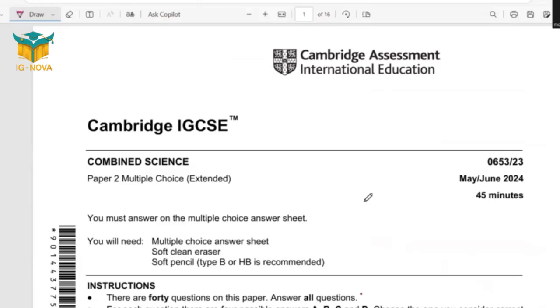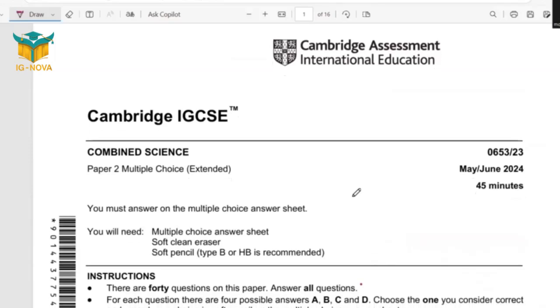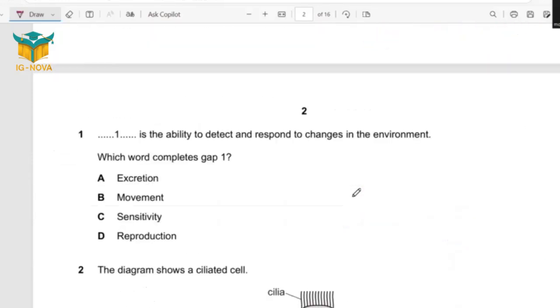Again, combined science. I'll be doing chemistry and bio as usual, and Mr. Mahmoud will be doing physics. We have May/June 2023 Paper 2 Variant 3. It's a good paper. Let's begin with biology as usual.